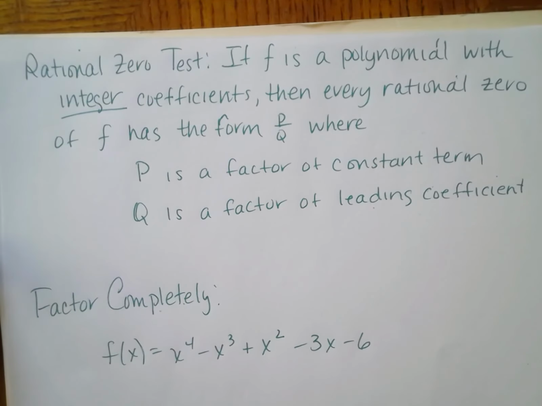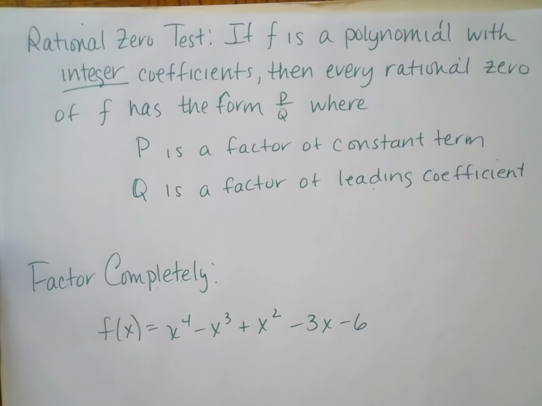Today we are continuing in 2.5 with the rational zero test. So let's look at my polynomial that I have down here that I want to factor completely. Now in the previous lecture we had an x cubed polynomial, and we were told that we had a zero somewhere. We were told, I think, that f of 2 was 0.